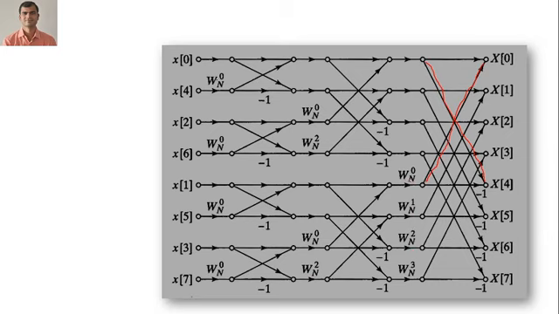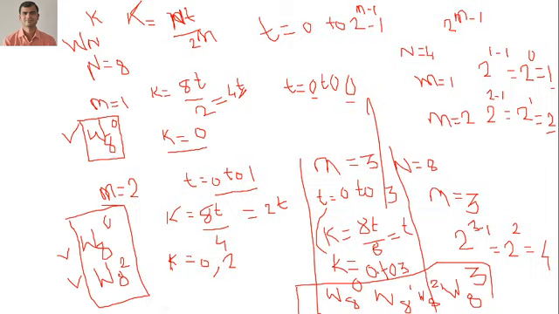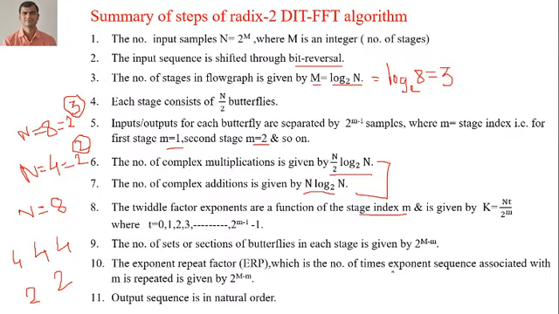For stage 3 it is W80, W81, W82, W83. So in this way we need to calculate twiddle factor exponents. After completing each butterfly, we need to multiply with twiddle factor exponents. So that is my stage number 8 or step number 8.